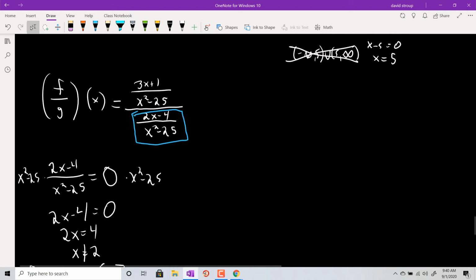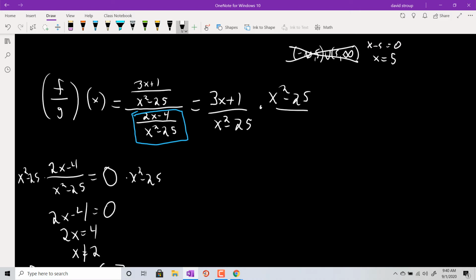Okay, let's go back now and see if we can simplify this expression and see what it turns into. To do division, all you need to do is multiply by reciprocals. So this is the same as (3x plus 1) over (x squared minus 25) times (x squared minus 25) over (2x minus 4). Then these factors will be removed, and we have (3x plus 1) over (2x minus 4).